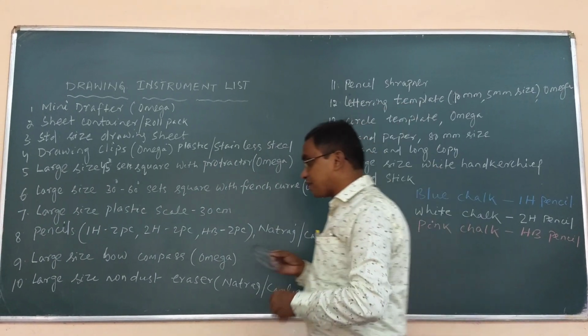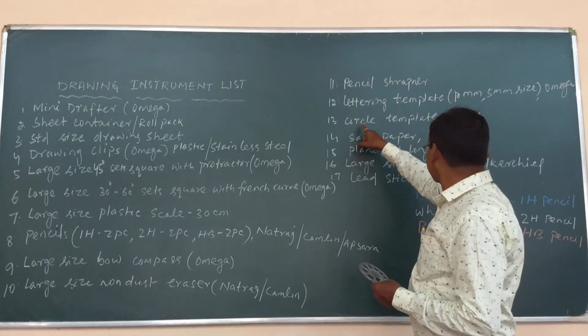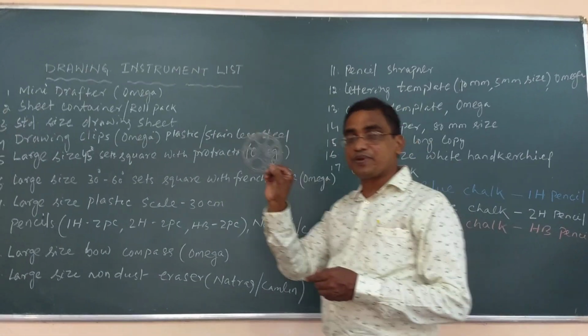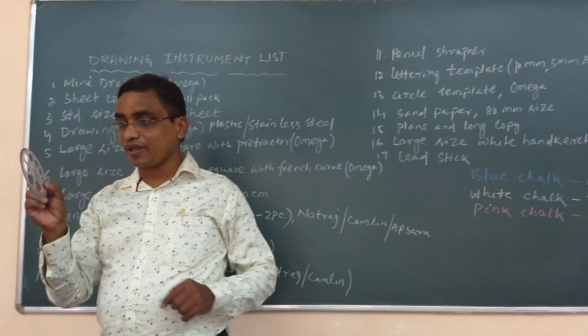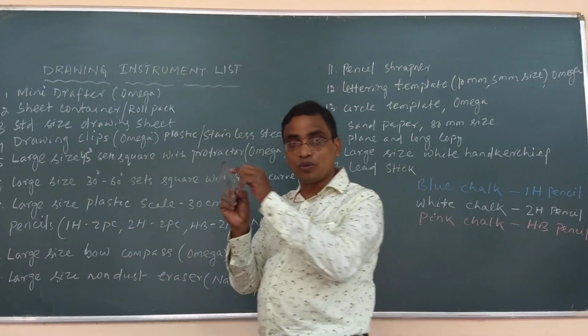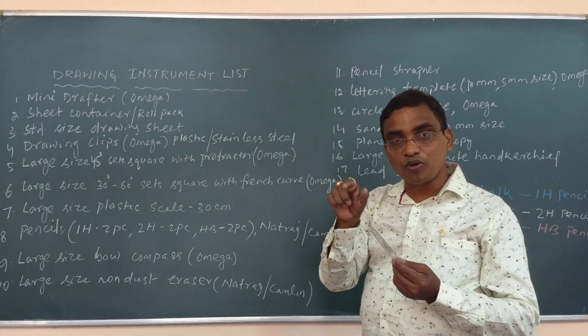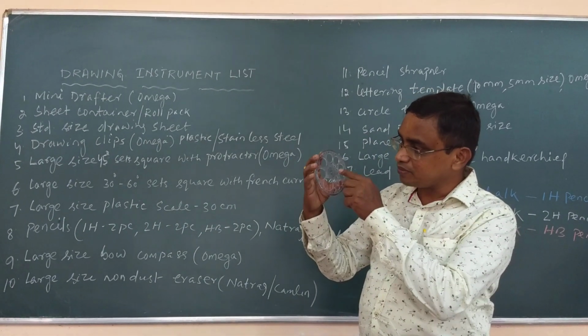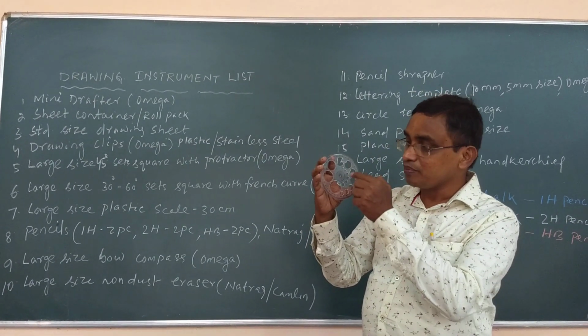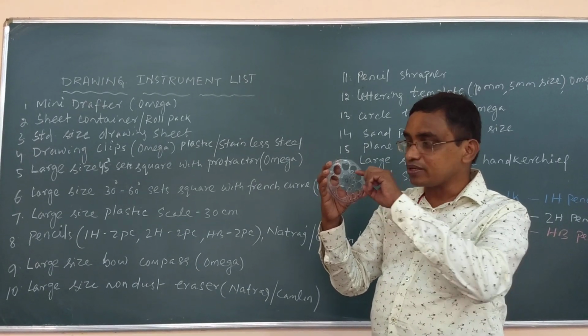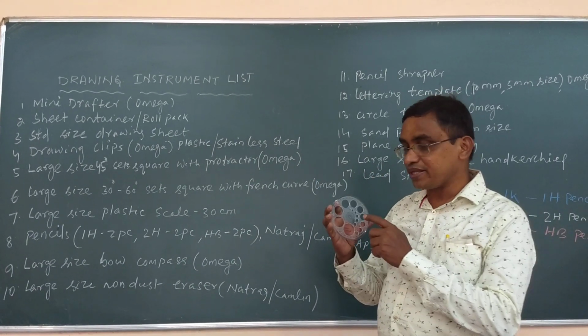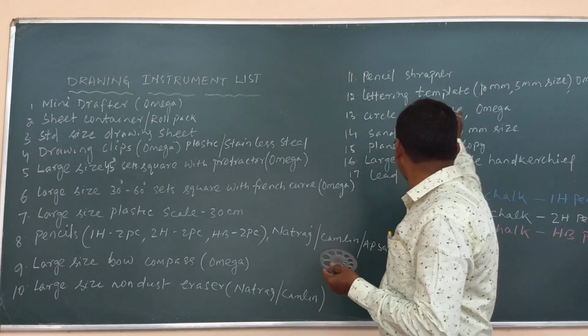With the help of circle template. So next one is circle template, company Omega. It consists of different hoop circles having different diameters, which are not possible with the help of bow compass, just to mark very small circles. With the help of circle template, you can draw the circles. That is the main function of circle template.